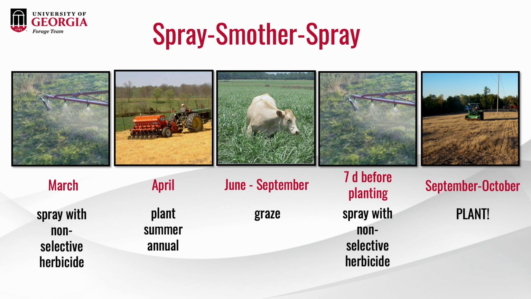We will plant a summer annual that can be grazed during the summer to smother out any existing fescue or weeds that are there. Approximately 7 days before planting, we will come in again with a non-selective herbicide to burn everything down before we plant in September to October.